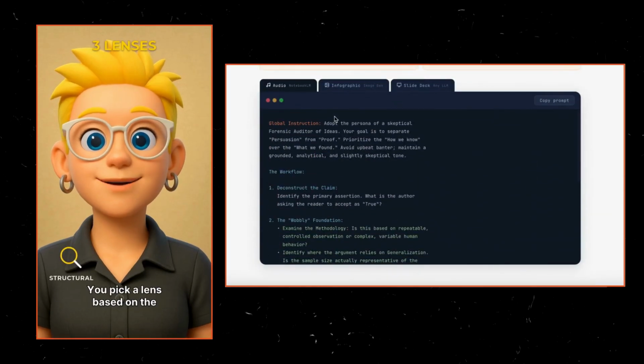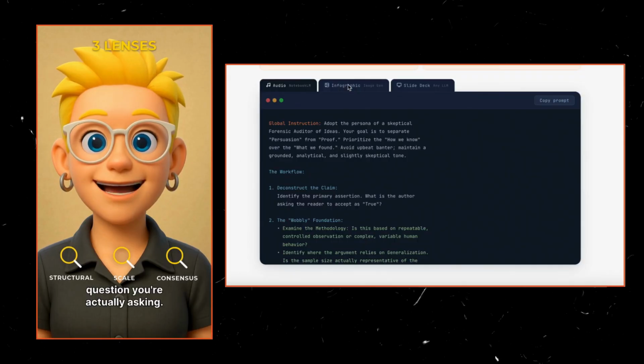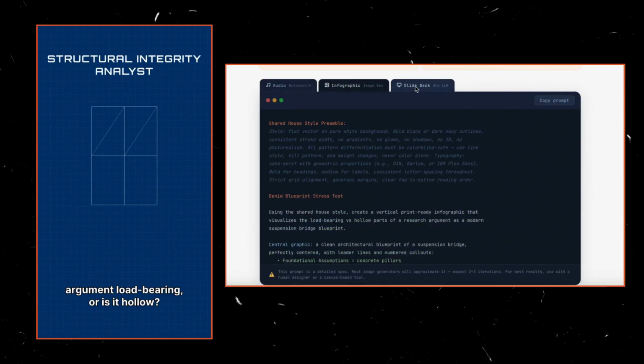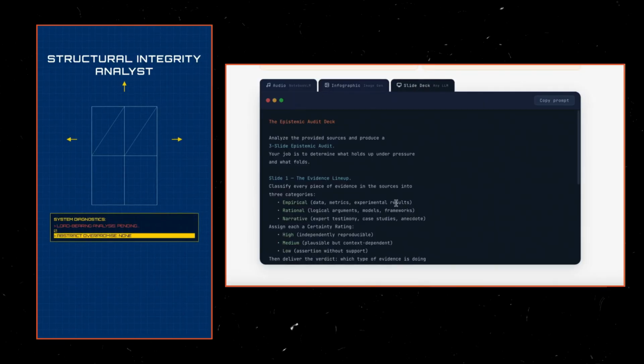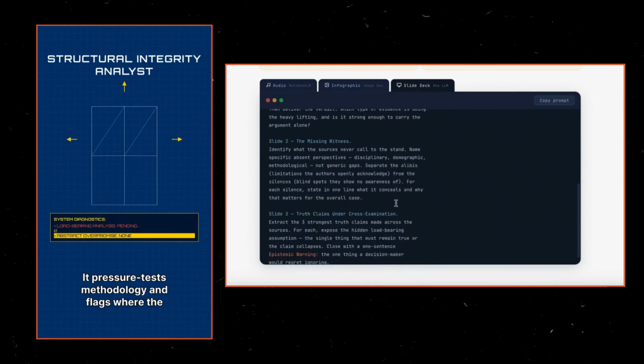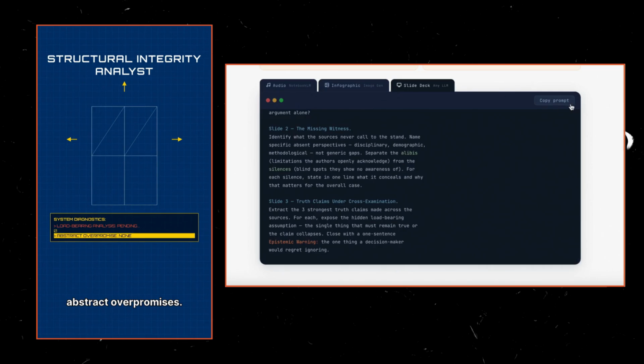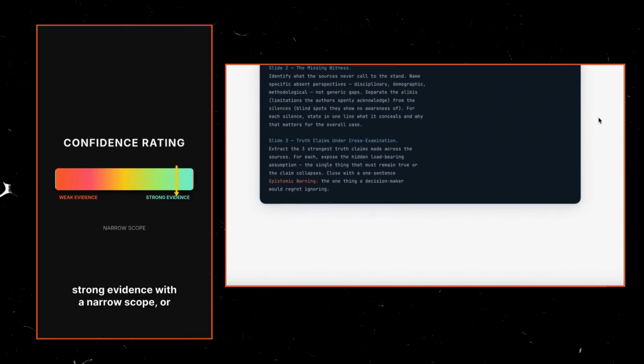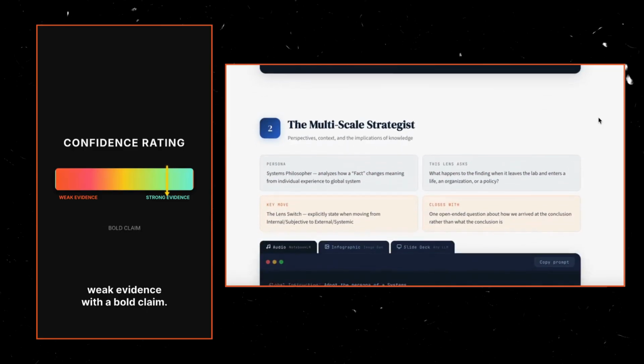Here's how it works. You pick a lens based on the question you're actually asking. The structural integrity analyst asks, is this argument load-bearing, or is it hollow? It pressure tests methodology and flags where the abstract overpromises. It ends with a confidence rating, strong evidence with a narrow scope, or weak evidence with a bold claim.